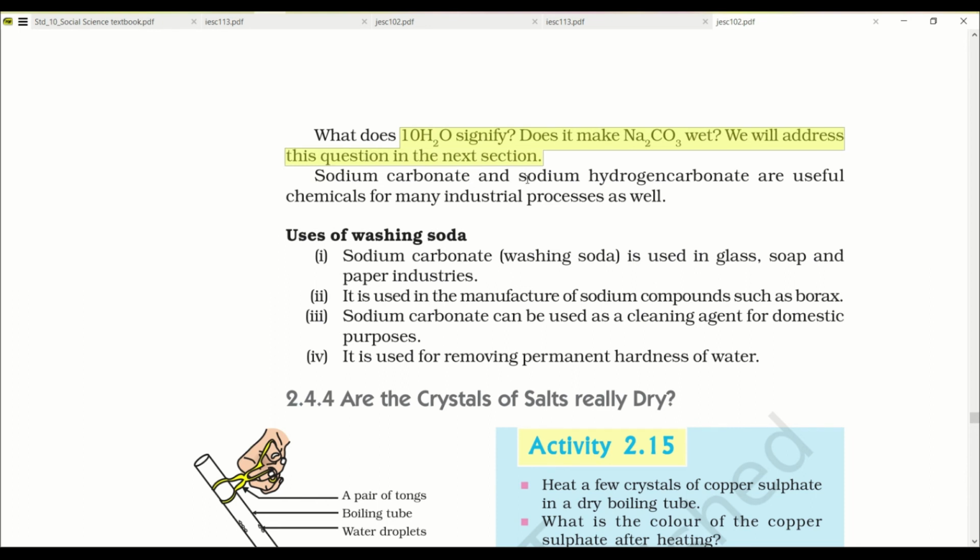Sodium carbonate and sodium hydrogen carbonate are useful chemicals for many industrial processes as well. Uses of washing soda. Sodium carbonate is used in glass, soap and paper industry. It is used in manufacture of sodium compounds such as borax. Sodium carbonate can be used as a cleaning agent for domestic purposes. It is used for removing permanent hardness of water.